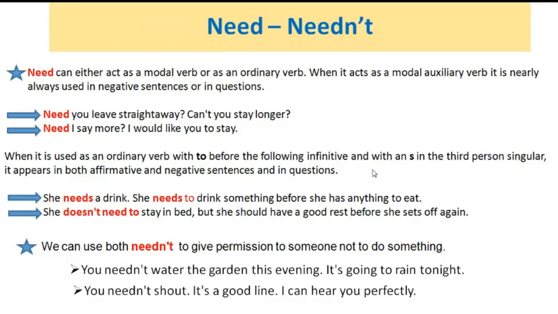And we can use needn't to give permission to someone not to do something. You needn't water the garden this evening. It's going to rain tonight. You needn't shout. I can hear you perfectly.